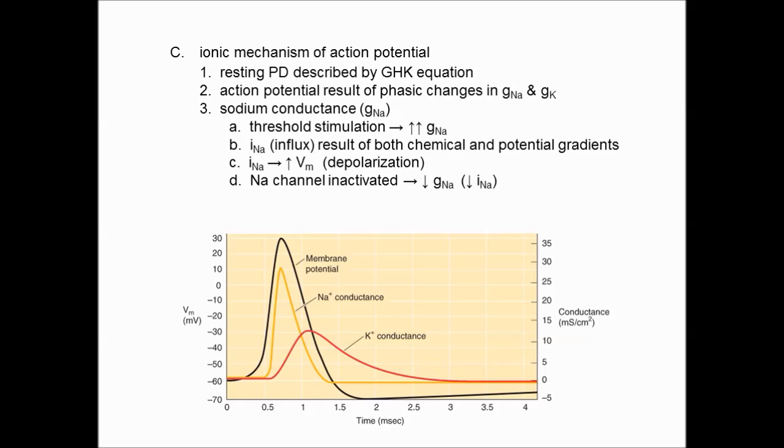And then right here, what happens is you start stimulating or lowering that resting potential by artificial means or by some other means. Once you reach a certain threshold, you start a series of basic changes of conductances. And the action potential is essentially a result of a change in conductance of sodium and potassium.